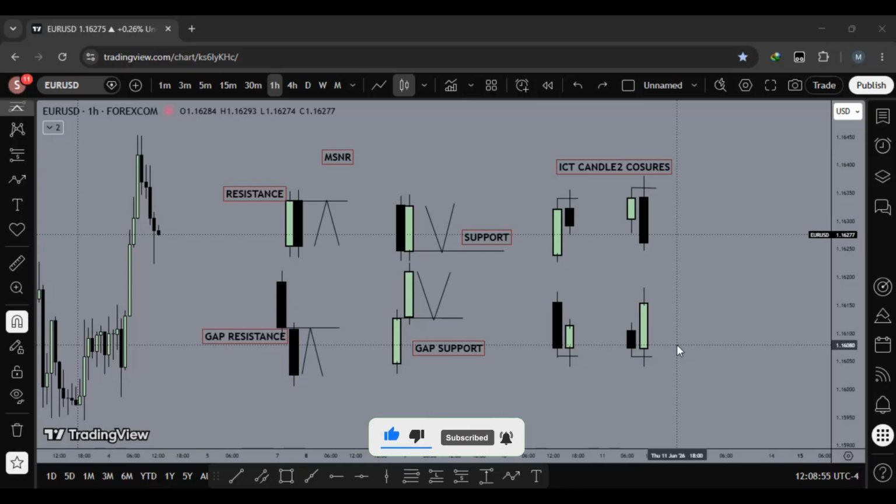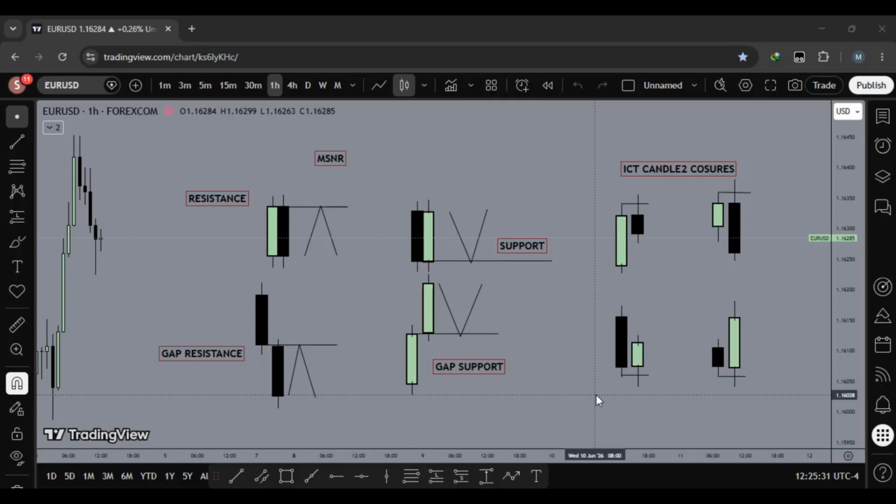In today's video, I will show you exactly how to combine simple ICT concepts with Malaysian SNR to avoid entering trades blindly. The major mistake most Malaysian SNR traders make is that once they see daily reject daily, they jump to H4 for breakout without even waiting for the current candle to close.